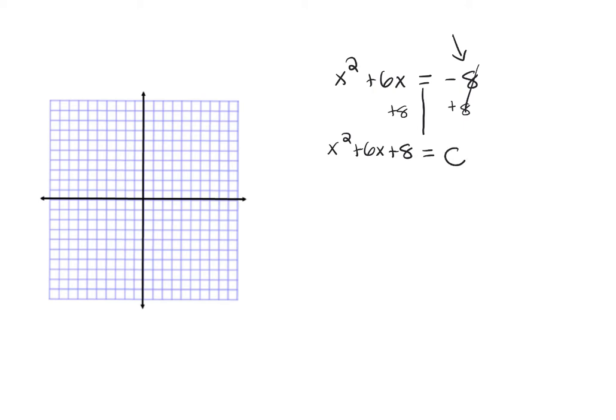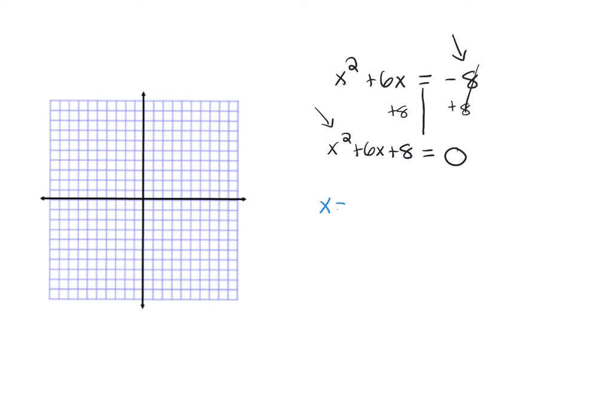Okay, the first example, x squared plus 6x equals negative 8. We want to solve this quadratic. The first thing we want to do is set it equal to 0. So I'll add 8 to both sides. So x squared plus 6x plus 8 equals 0. And what I'm going to do is graph this quadratic.